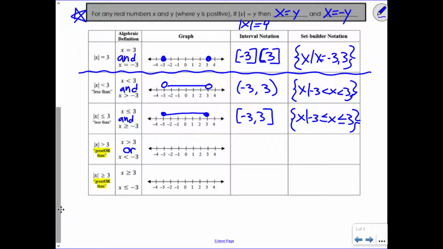Right, so this one, the distance has to be more than 3. So when you're at 0, the numbers that we want to be the solution have to be more than 3 away from 0. So these are going to be open circles, and then I'm going to draw a line in between. They're going to be separating.